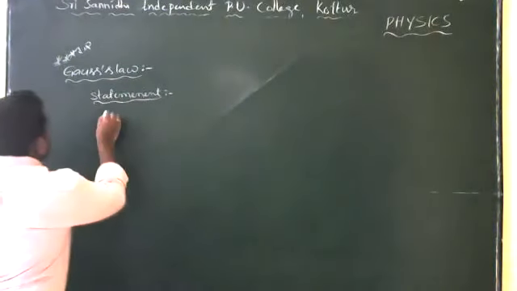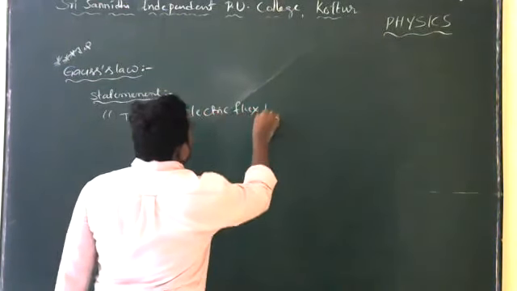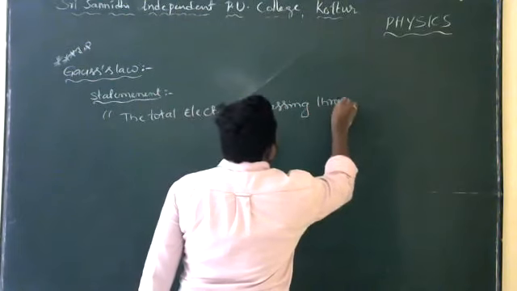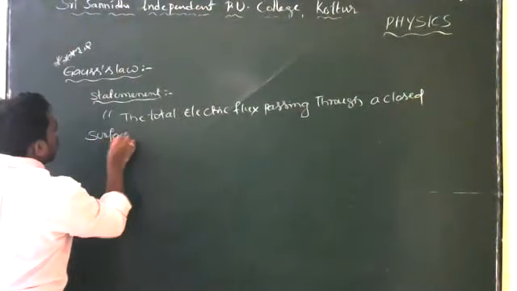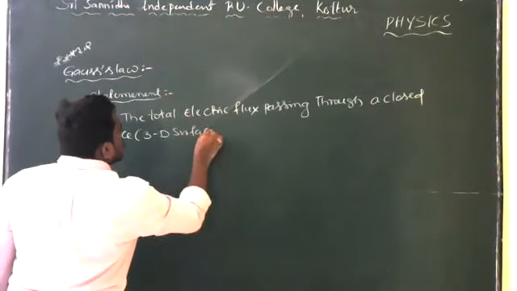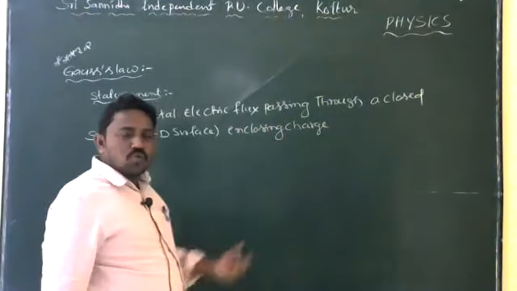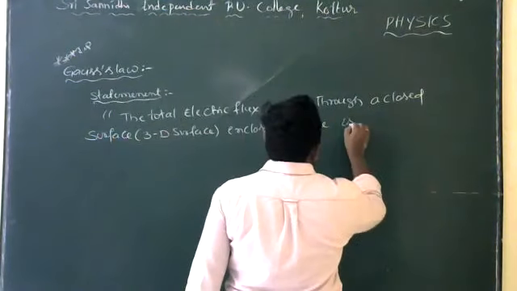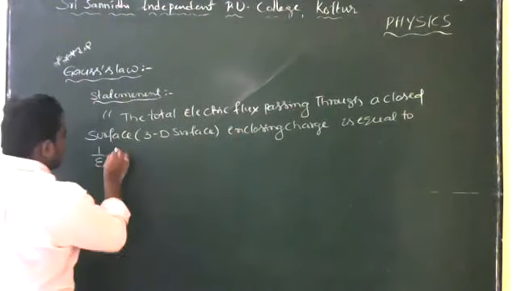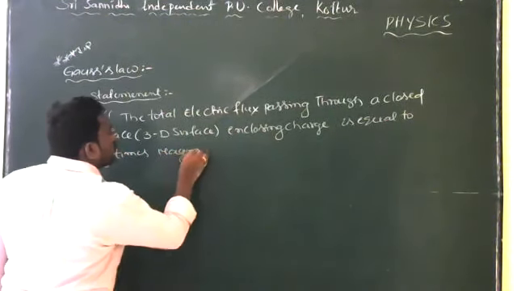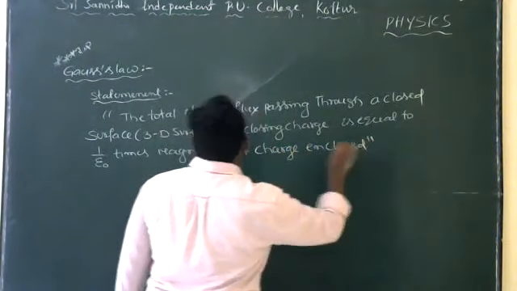Okay. So what is the statement? The total electric flux passing through a closed surface. Closed surface means 3D surface. Enclosing charge, in vacuum, is equal to 1 by epsilon naught times the magnitude of charge enclosed. So this is the statement of Gauss's law.